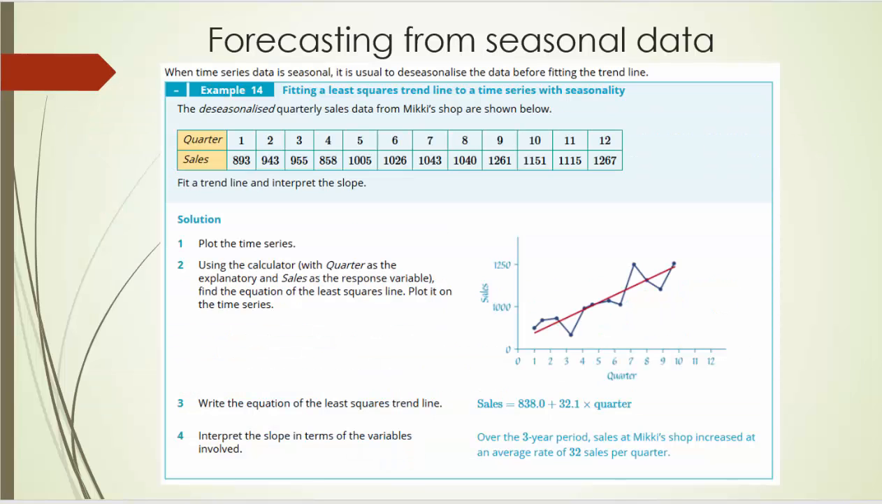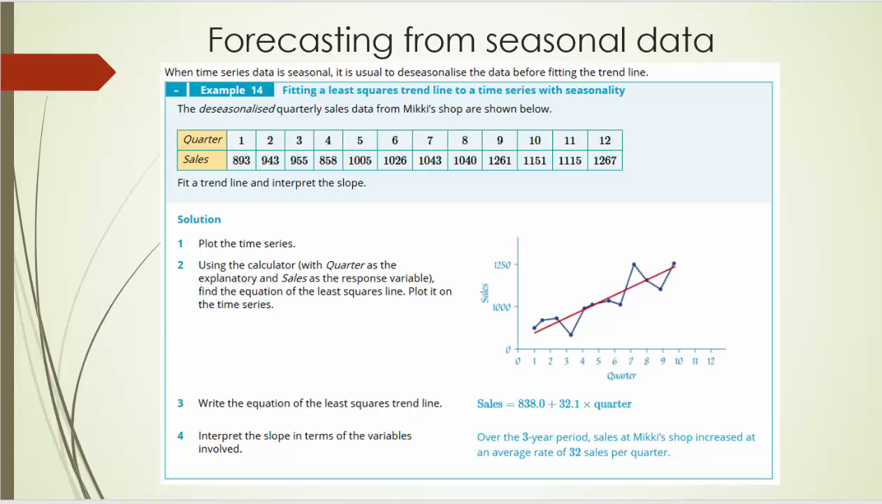That was data which was not deseasonalized. So we're looking at another example here where the data has been deseasonalized. So all the work that you did in the last exercise has been done for you. I think this is the one that we worked on anyway. This is Mickey's shop. So those are the deseasonalized figures that we arrived at with Mickey's shop. Trend line is calculated in the way that I just showed you. Each quarter is another 1 on the horizontal axis.